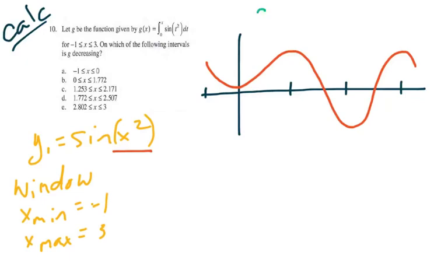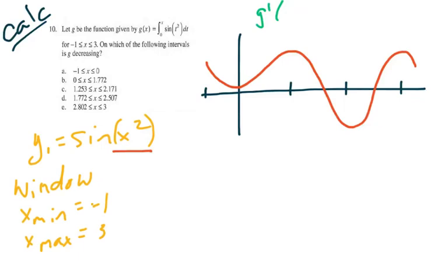This is my g prime of x. Technical difficulty. This is the graph of g prime, okay? So again, I want to know where g prime is negative. Wherever g prime is negative, that's going to tell me where my original function is decreasing. Well, I can see very clearly where g prime is negative, right? It's right here. Wherever it is under the x-axis, that's where it has negative values.